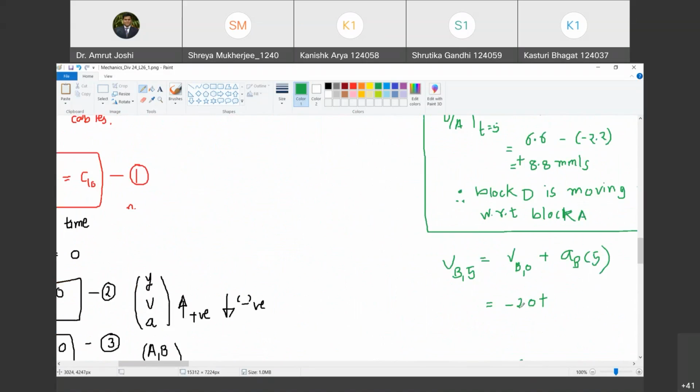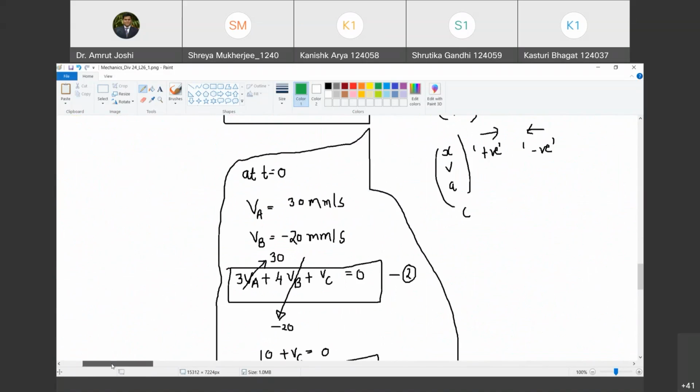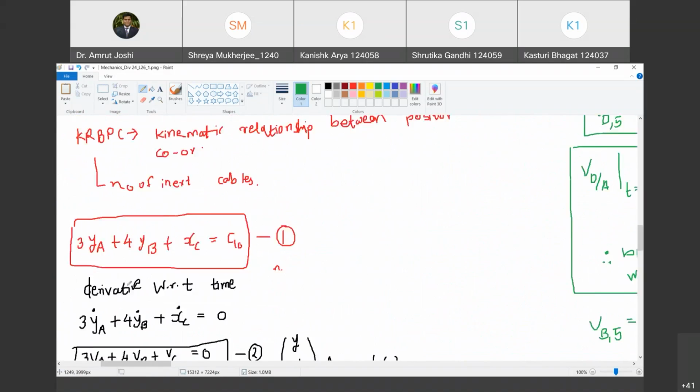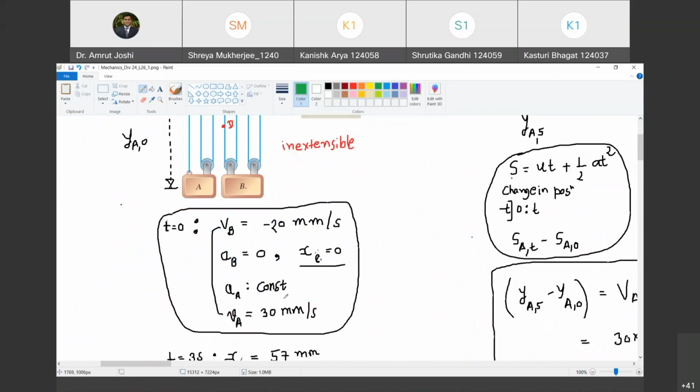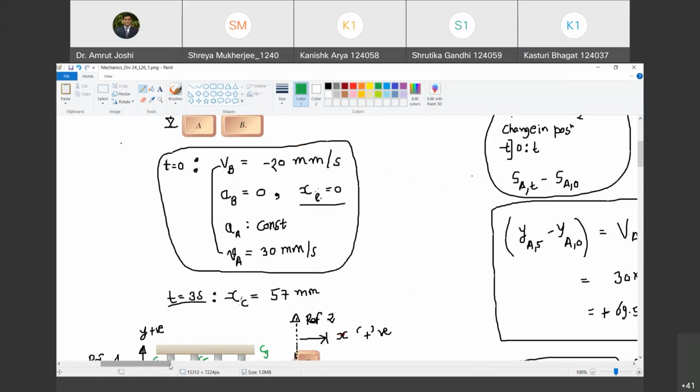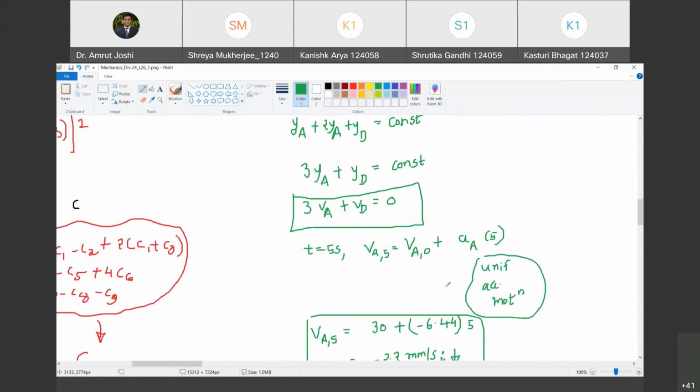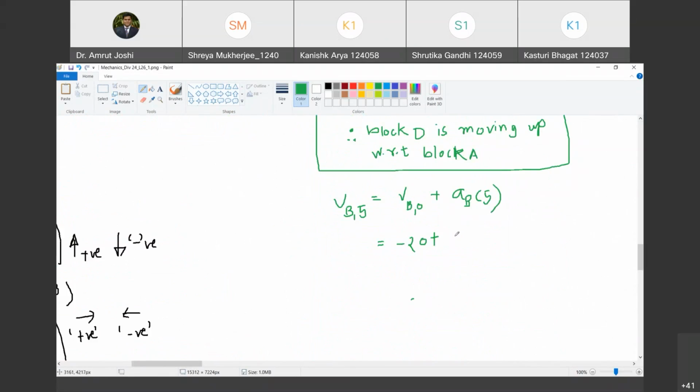Plus, what is the acceleration of block B? Did we compute the acceleration of block B? No, block B had zero acceleration. Zero acceleration, sir. Are you with me? Yes, sir. So if I substitute this as 0, naturally the velocity of block B at 5 seconds is also going to be minus 20 mm per second.